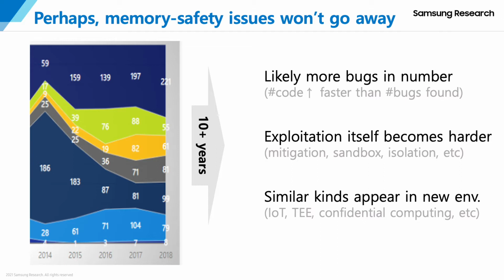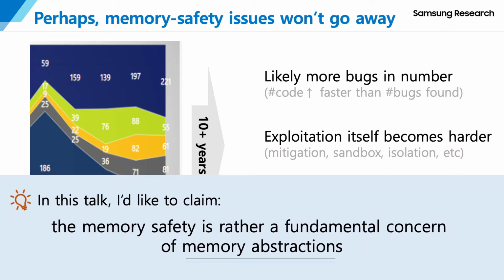I also believe that similar types of memory safety issues will repeatedly appear in many of the emerging computing environments, like Internet of Things, trusted execution environments, or even confidential computing, because memory safety issues are tightly related to modern computer architectures and programming languages. In this talk, I would like to claim that memory safety is rather a fundamental concern of memory abstractions, and it will happen as long as we have a discrepancy between what we assume in the source code and what is exactly executed on the machine.